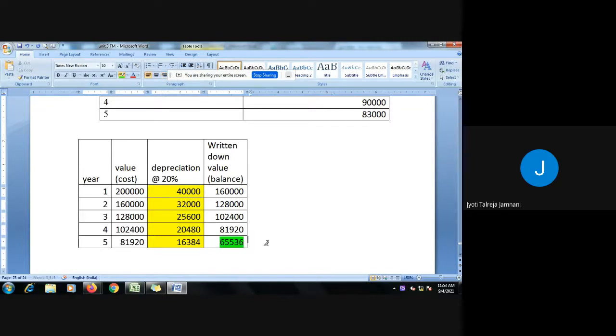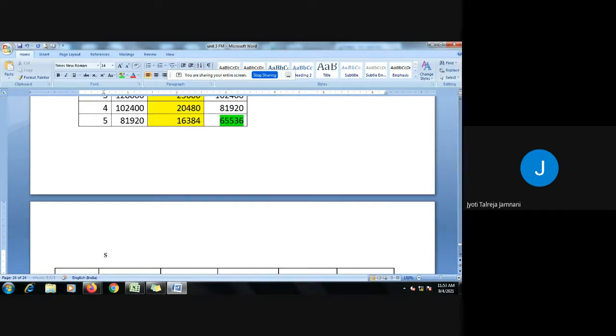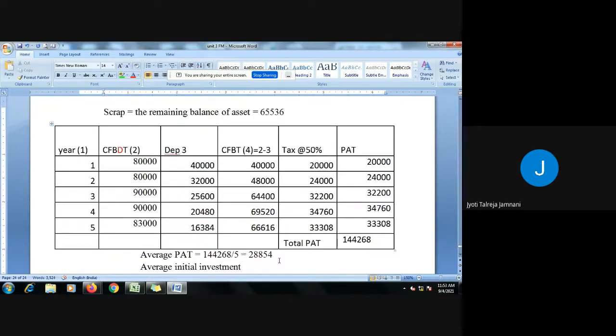Okay, now why is the salvage value remaining here? Because this much amount is not recovered. The life of the project is 5 years. Within 5 years, these are the balances of the asset. 65,536 is not depreciated and the project gets closed. So this 65,536, I will call it salvage value or scrap. So scrap is equal to the remaining balance of the asset, which is 65,536.